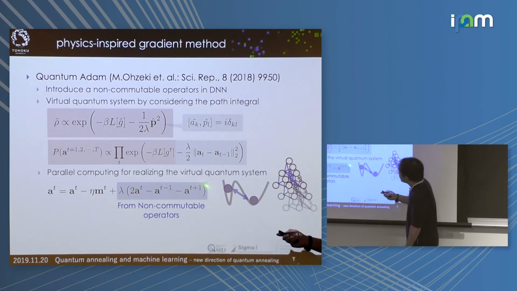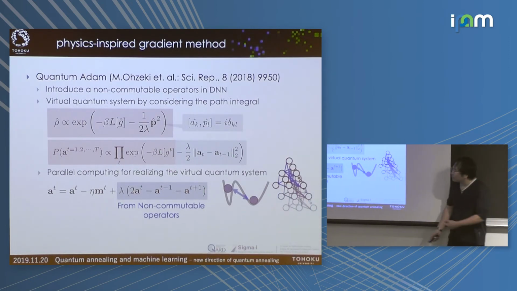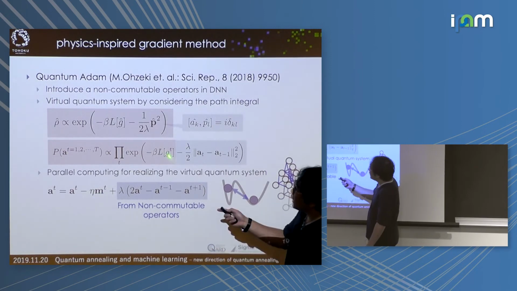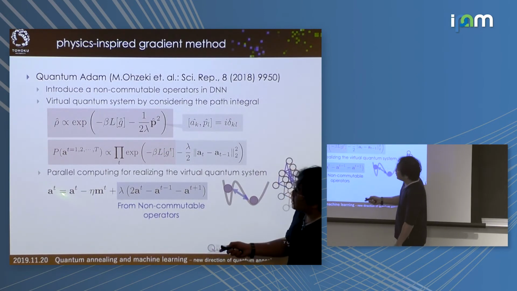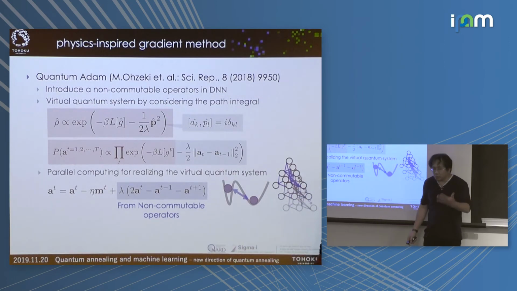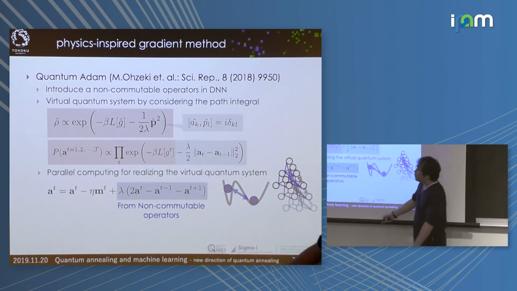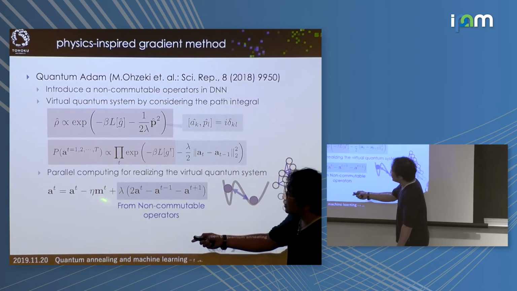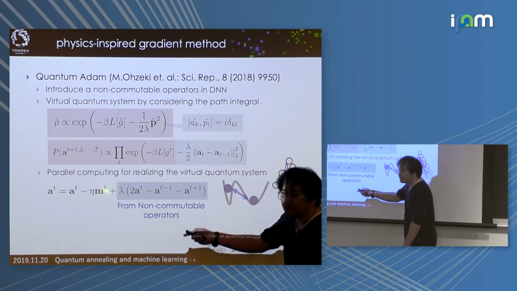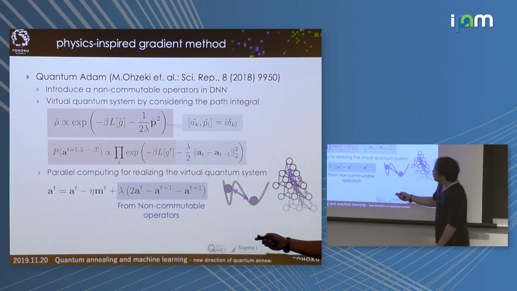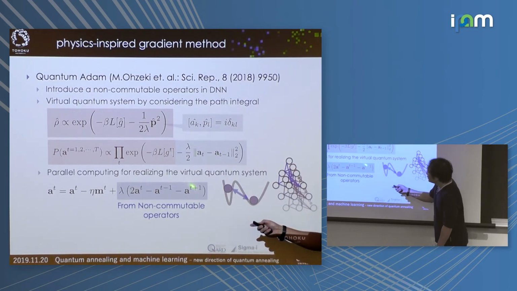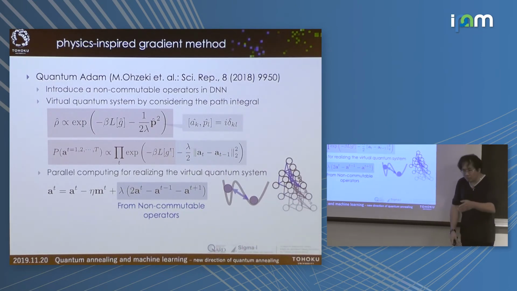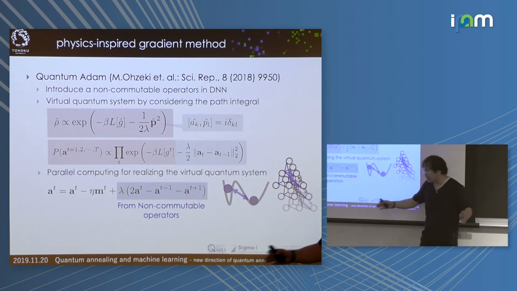Then you see a gradient method. M denotes the gradient of the loss function, and A_t is the weights of the neural network for each layer. What we consider here is the original gradient descent, together with an attractive force between the different layers.